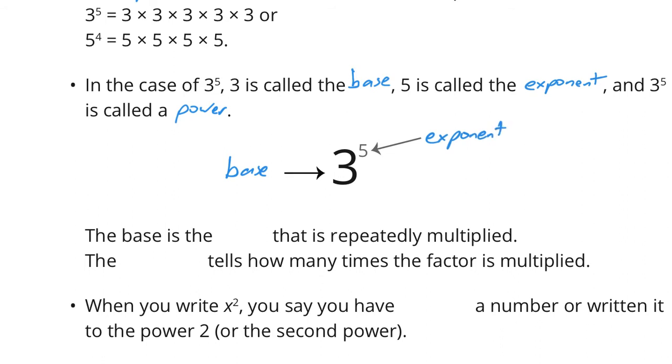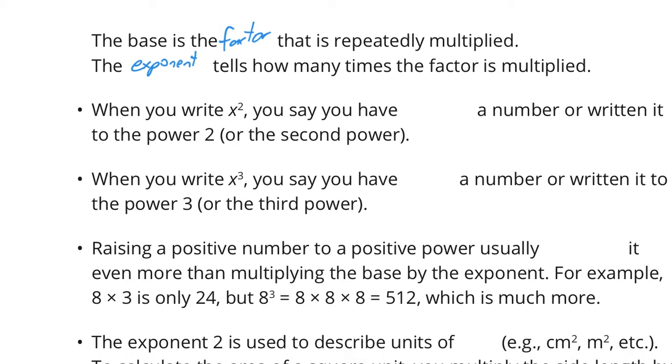The base is the factor that is repeatedly multiplied. The exponent tells how many times the factor is multiplied. When you write x squared, you say you have squared a number, or written it to the power of 2, or the second power. When you write x cubed, you say you have cubed a number, or written it to the power of 3, or the third power.